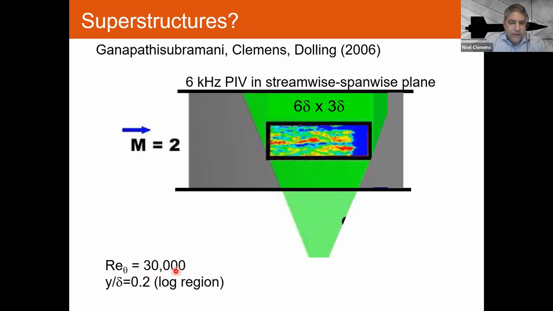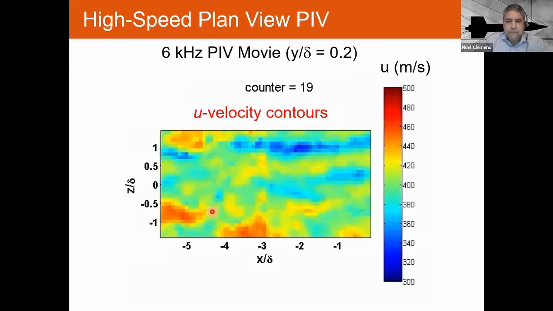And so this is a high Reynolds number boundary layer, Re theta of 30,000. The laser sheet is at y over delta of 0.2, which is in the log region. So we're not talking about any near wall effects. These are out in the log region. So he got this movie, and let me just see, does this play? This one does not play. Okay, it's okay. This is a movie, and it basically doesn't show much correlation.